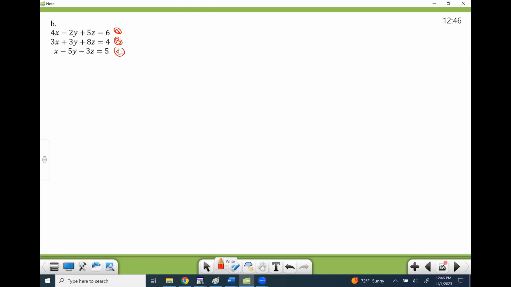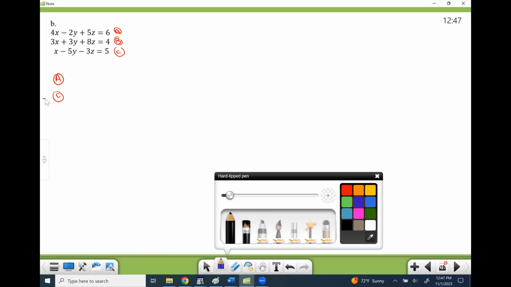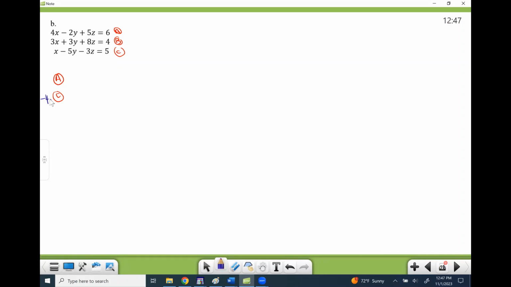Gosh, none of them look super easy, but maybe I'll pick the x's just because this x has a 1 in front of it, so that makes it kind of easier. So let's say that we put A and C together. All right, so if this is a 4x, then we'd like for this to be a -4x. So we're going to multiply by a -4 to equation C.